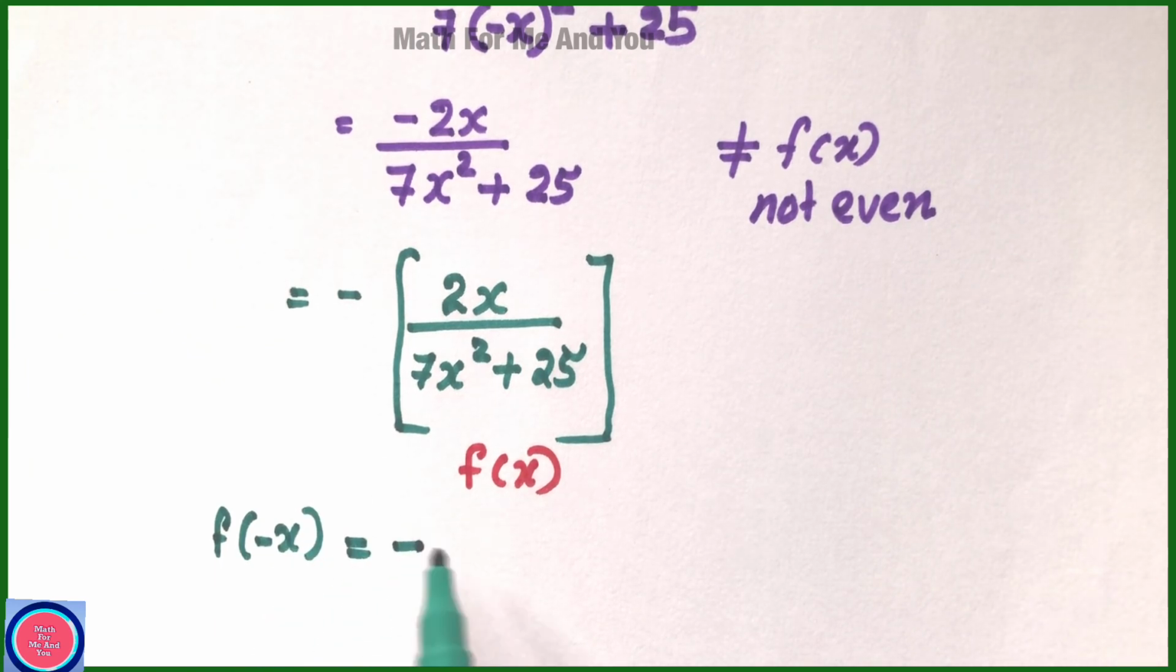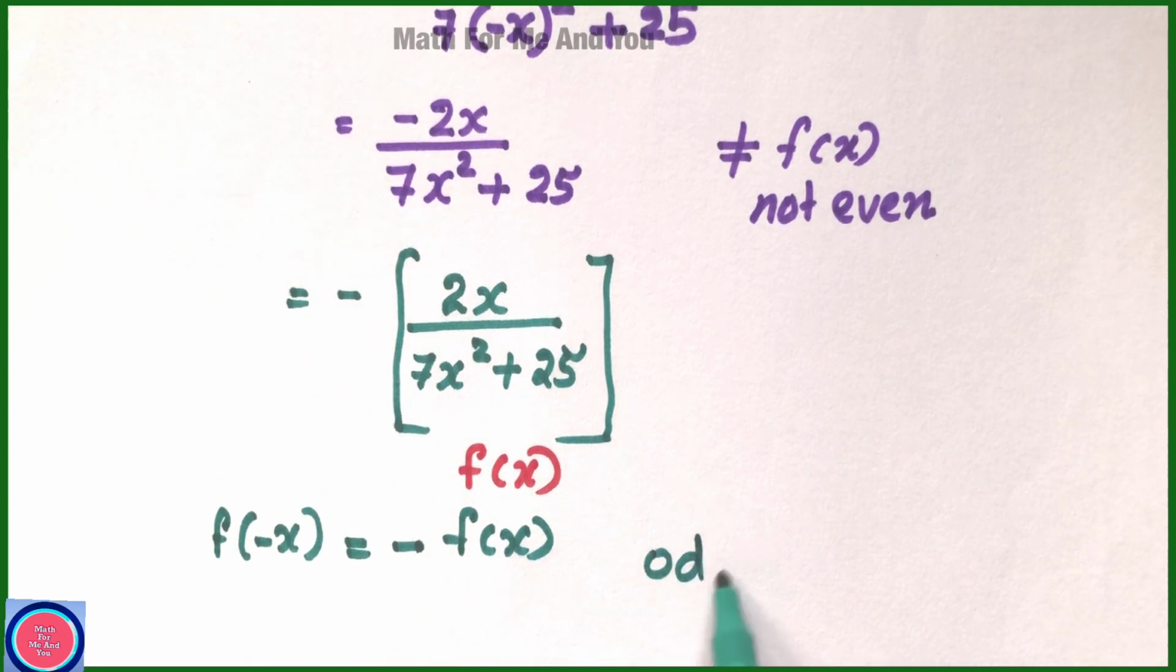We got f of minus x equals minus f of x. What is the meaning? What type of function? Yes, odd function. So the given function is an odd function.